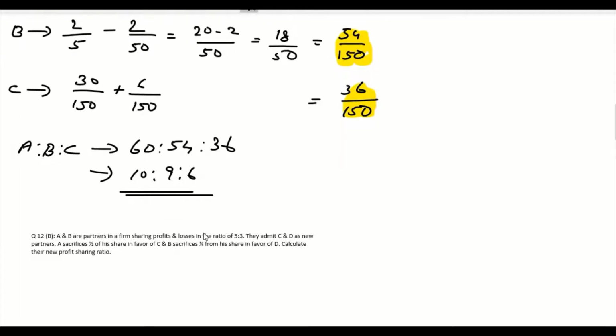Now moving to question number 12B. A and B are partners in a firm sharing profits and losses in the ratio of 5:3. They admit C and D as new partners. A sacrificed half of his share in favor of C, and B sacrificed 1/4 from his share in favor of D. Calculate their new profit sharing ratio.